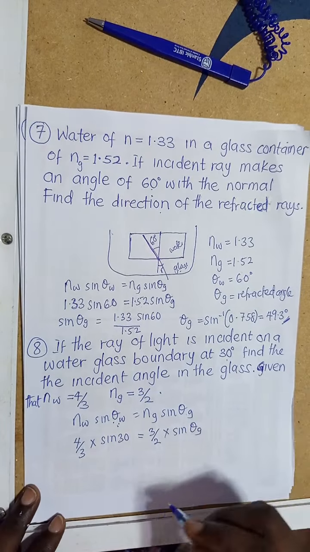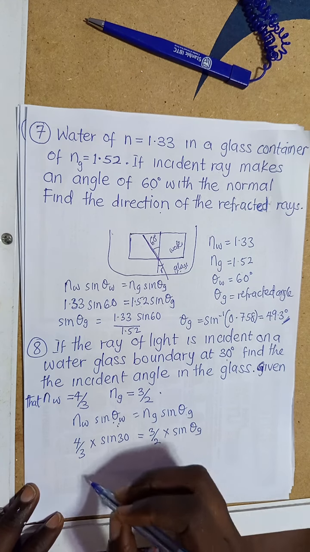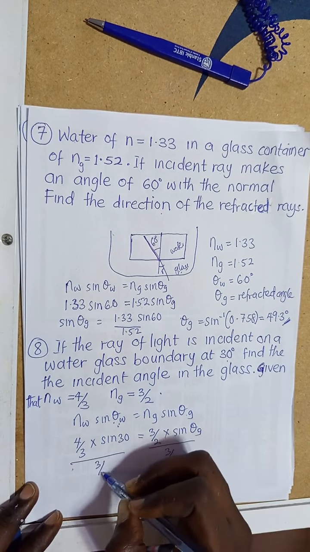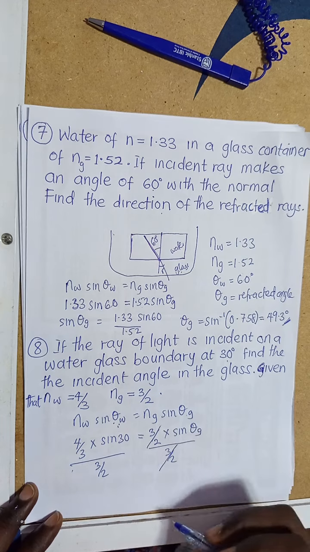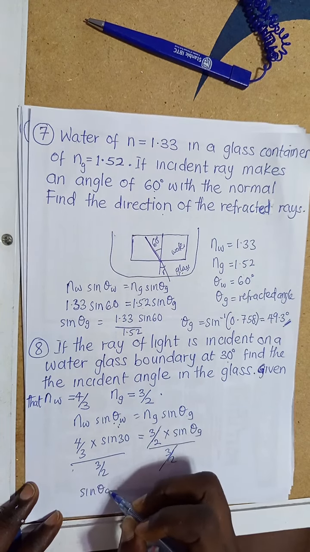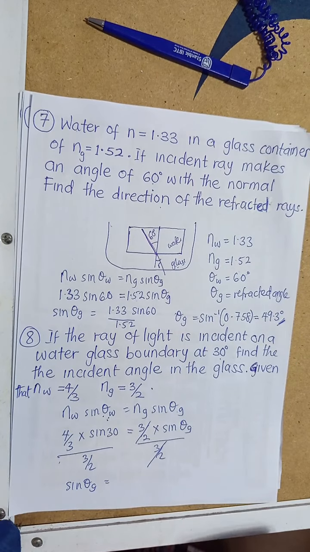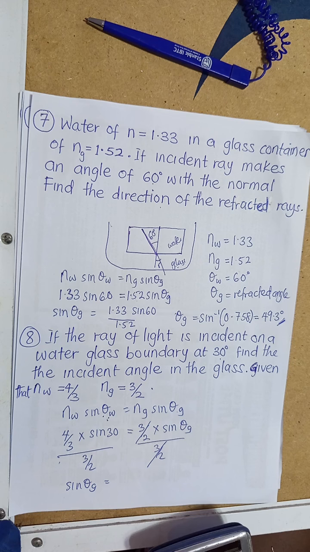That is the incident angle in glass. So what I want to do now is divide both sides by 3/2. This one will cancel this. So we have sine theta in glass equal to what? It becomes 4 divided by 3, which is 1.33, times sine 30, divided by 3/2.